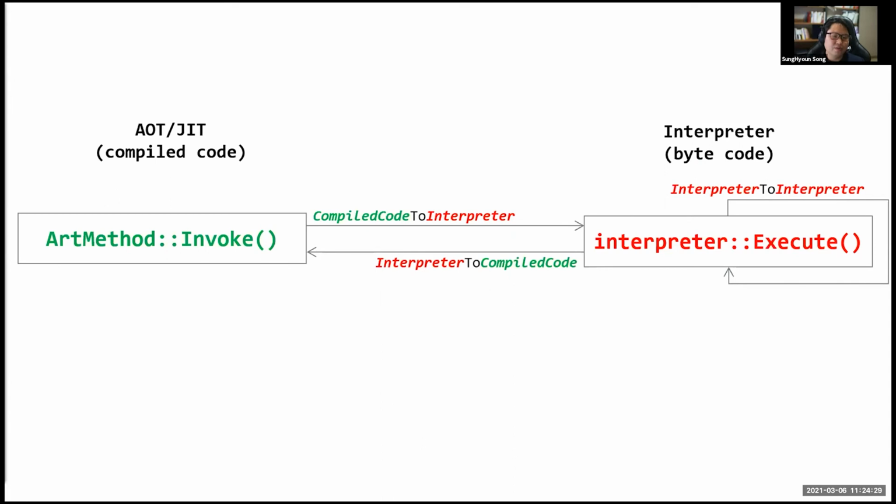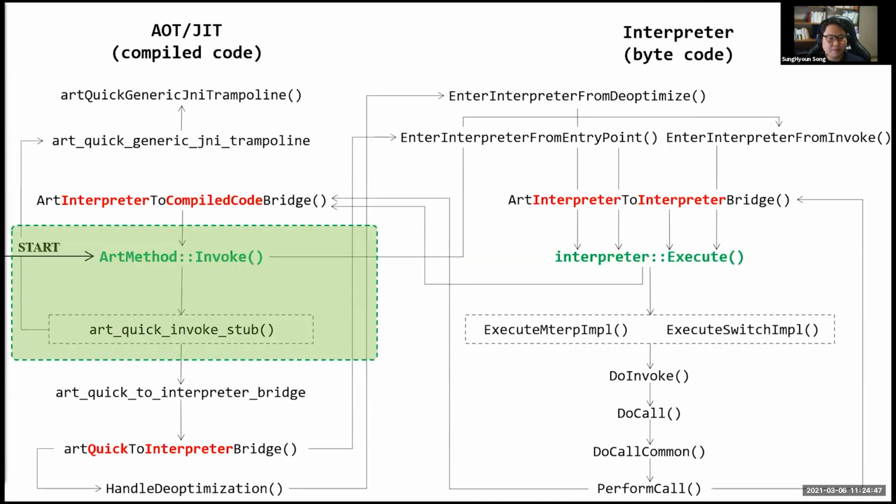However, there was one missing piece, a piece that we could not see in the flow. What is that? That is the process in which compiled code calls compiled code. So why is this code not shown in the picture?